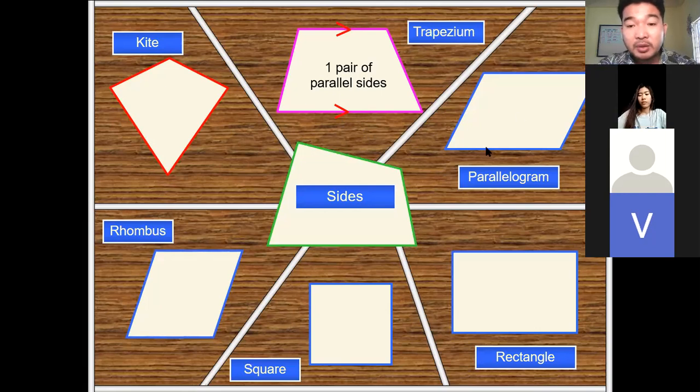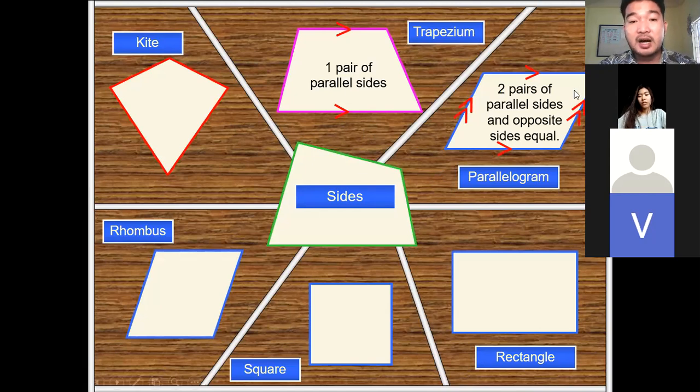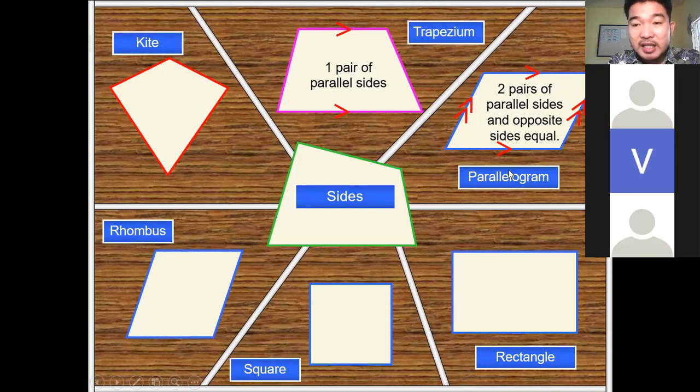How about with regards to the next one? Ayan, parallelogram, 2 pairs of parallel sides and opposite sides are equal. So nagiging parallelogram ang isang quadrilateral kung mayroon siyang dalawang pares ng parallel side. So kanina isang pares lang, no? This time we have two parallel sides. So ito yung unang pares, so nasa taas at nasa baba, at sila ay equal. Hindi lang sila parallel, ano? At the same time, they are also equal.